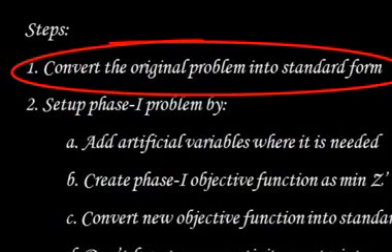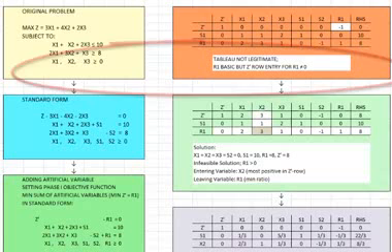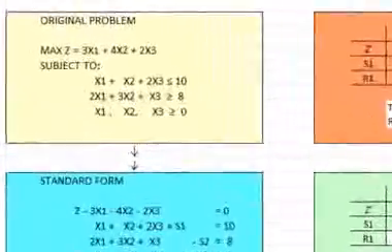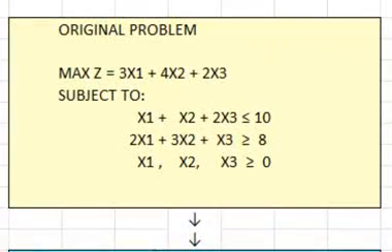The first step in the two-phase method is to convert the problem into a standard form. I have set up a small maximization problem with 3 variables and 2 constraints. All variables are greater than or equal to 0, and of the 2 constraints, one of them has a less than or equal sign and the other one has a greater than or equal sign.